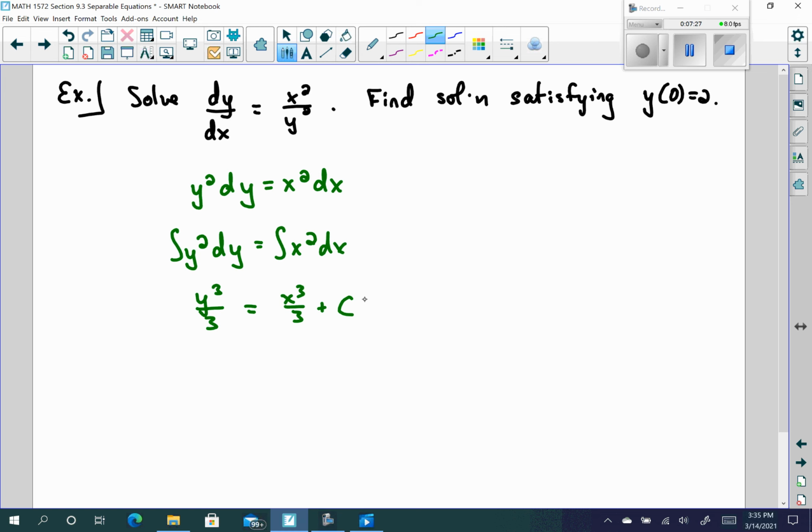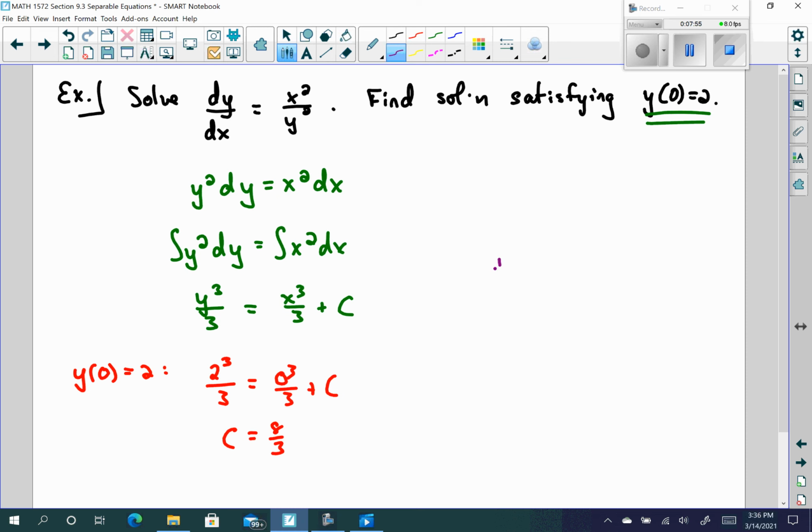Now at this point, we don't really have to get y by itself just yet because we can check this initial condition here. So using y of 0 is equal to 2. That means x becomes 0 and y is 2. So we're going to get 2 cubed over 3 equals 0 cubed over 3 plus c. So c is going to equal 8/3.